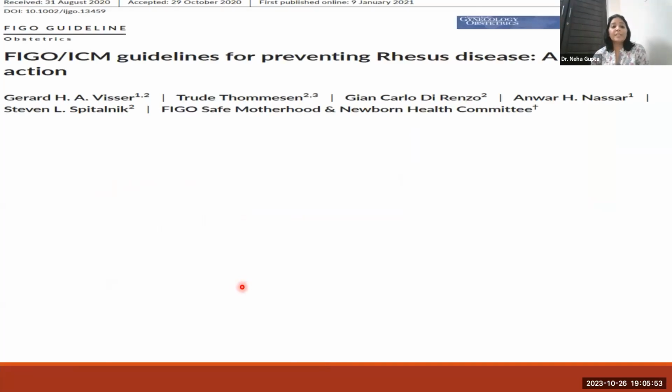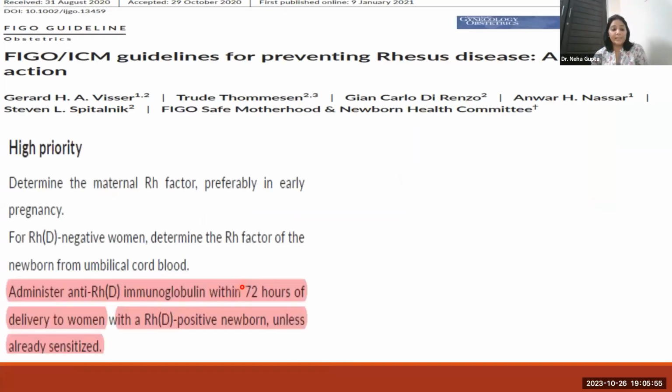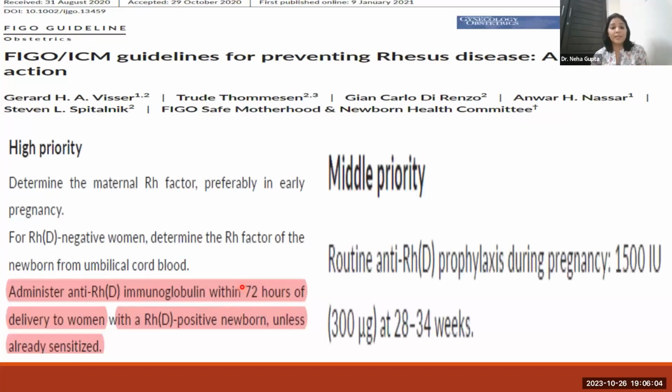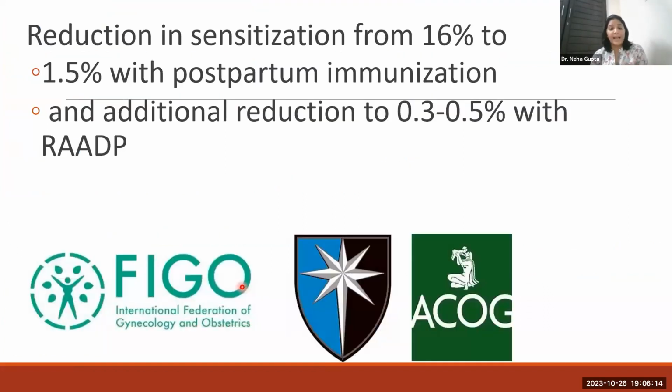FIGO came up with this guideline in 2020 where they prioritized according to cost effectiveness. The high priority is after the delivery, when anti-D should be given if the mother delivers an Rh positive newborn. The middle priority is the routine antenatal prophylaxis to be given to non-immunized mothers between 28 to 34 weeks. And this is really important because this has led to a decrease in immunization from 16% to 1.5%, and with antenatal prophylaxis, a further reduction by 0.3 to 0.5%.